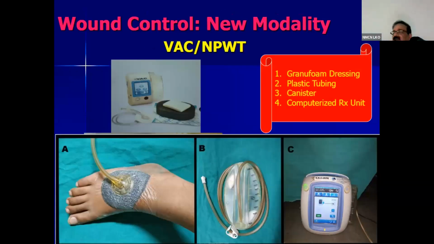And then comes a VAC, or NPWT, negative pressure wound therapy, which is now not a new modality. Now it has become a standard of care as far as chronic ulcer healing is concerned, particularly diabetic foot ulcer. In this technique, foam is put over the wound, and through a tubing, it is connected with a computerized therapy unit. There is a canister also. So whatever discharge comes, it is aspirated into the canister, and you can adjust the negative pressure with the help of this computerized unit.